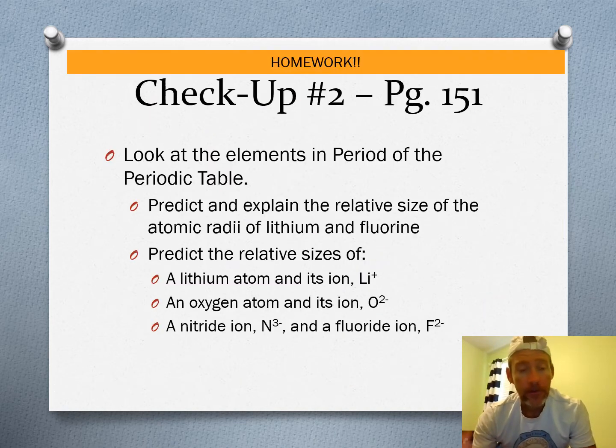So here's your first homework assignment on Teams/OneNote. Predict the relative size of the atomic radius of lithium and fluorine. So basically, how do they compare to each other? Which one's going to be bigger? Which one's going to be smaller? Then predict the size of each ion compared to its atom: lithium atom compared to its lithium ion, oxygen atom to oxygen ion, nitrogen to nitride, and fluorine to fluoride. I'd say whether the ion is going to be bigger or smaller than the atom, and so forth.